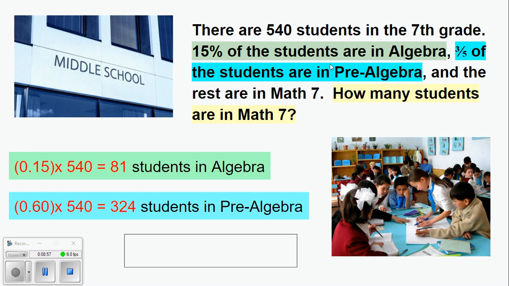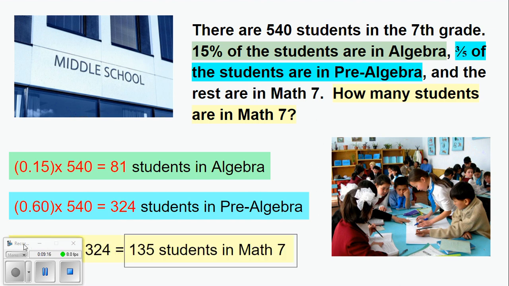This one's kind of more like page 7, I would say, where you've got 15% of something, 3/5 of the same thing. And basically, we can just add up these kids right here and say, okay, I've got 81 plus 324. So I can see how many kids that is total. And then subtract it from the 540.